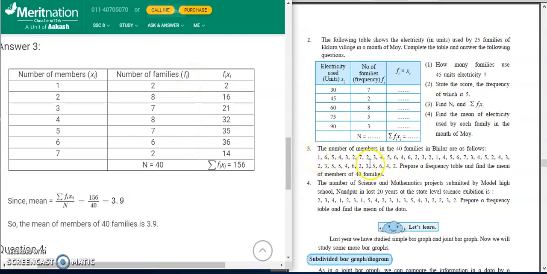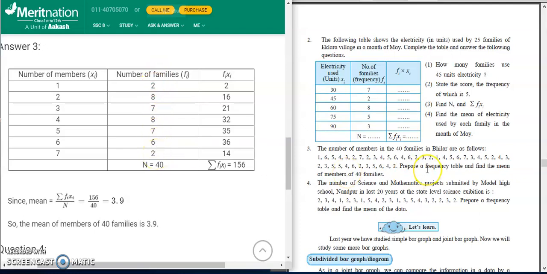1, how many times is it repeated? It is repeated 2 times. Then 2, how many times is it repeated? It is repeated 8 times. 3 is repeated 7 times, 4 8 times, 5 7 times, 6 6 times and 7 2 times. Just count how many times that number is repeated and that will be the frequency Fi. Now this is Xi, X1, X2, X3, X4, X5, X6 and X7. This is F1, F2, F3, F4, F5, F6 and F7.